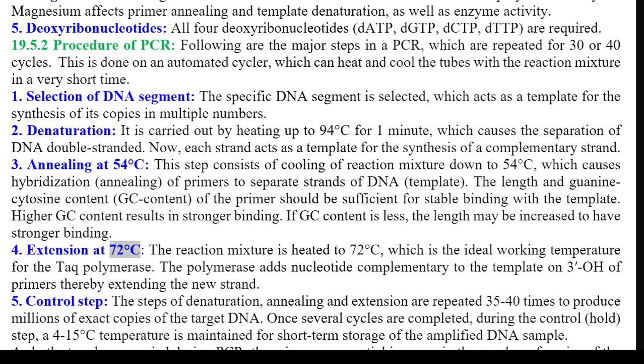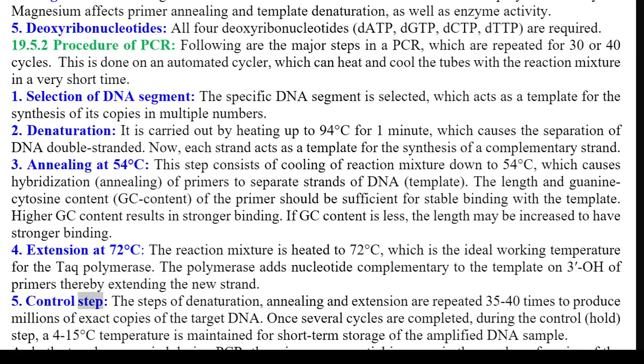4. Extension at 72 degrees Celsius. The reaction mixture is heated to 72 degrees Celsius, which is the ideal working temperature for the Taq polymerase. The polymerase adds nucleotides complementary to the template on 3' of primers, thereby extending the new strand.